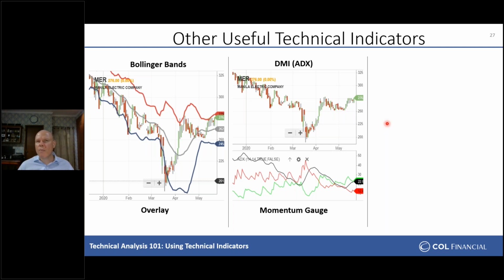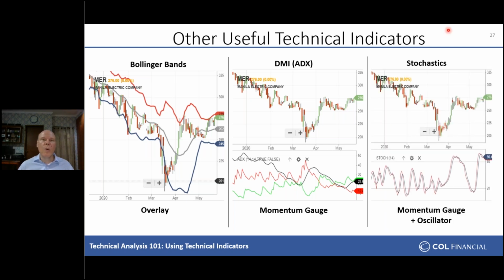I'm just showing you how powerful these indicators are if you know how to use them well, especially if you attempt to put them together. Let's use one more. Now, the other indicator is called the stochastics indicator. Stochastics is this indicator down here.